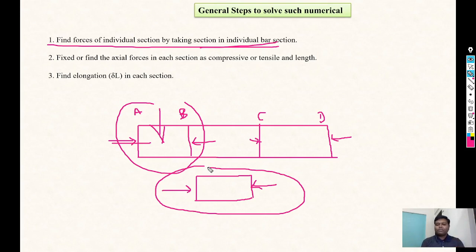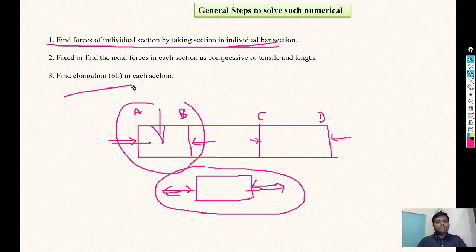Whether it is compressive or tensile is only for deciding whether the length will reduce or increase. Suppose a body is subjected to a compressive force, so definitely that body will compress, meaning the length will reduce. Similarly, if the body is acted on by a tensile force, the body will elongate. Then the change in length is positive, so the length of that particular section will increase, and we will consider that sign as positive. That's why we first need to calculate whether the force is compressive or tensile on that particular subsection, and on that basis we decide whether it is positive or negative. That is a simple thing.